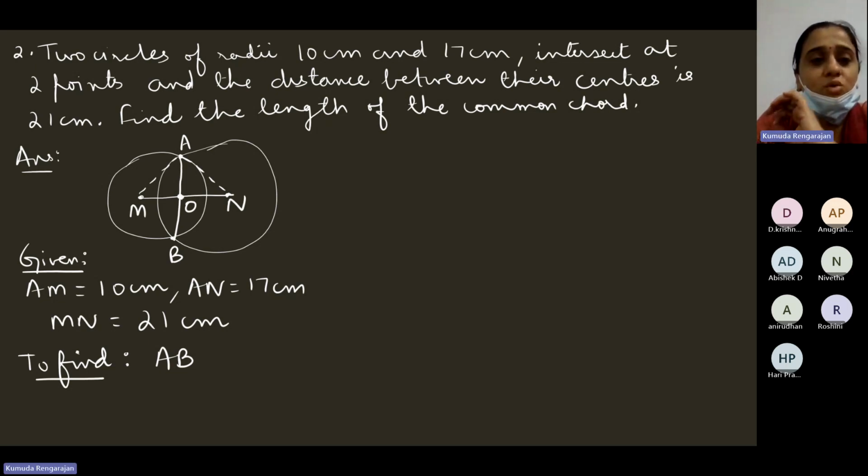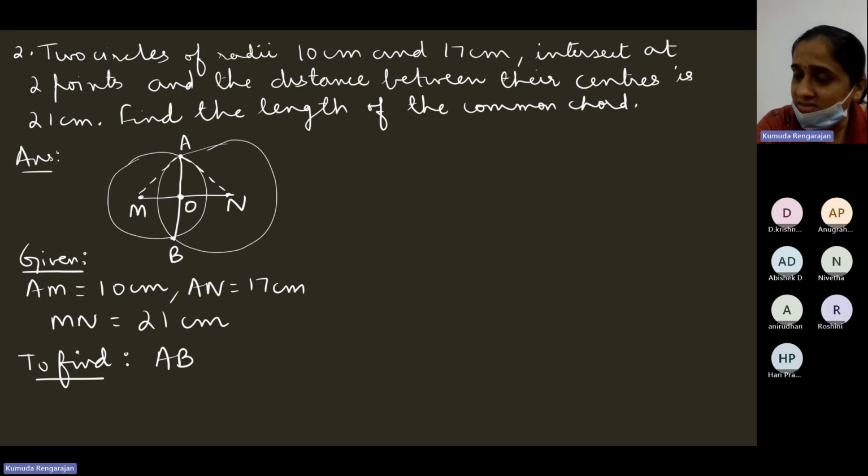Okay, so here two circles of radii 10 centimeters and 17 centimeters intersect at two points. So there are two intersecting circles. They intersect at two points. So the figure is like this. So the points of intersection are A and B. The two circles intersect at A and B.